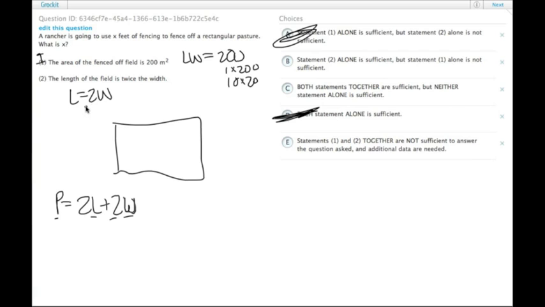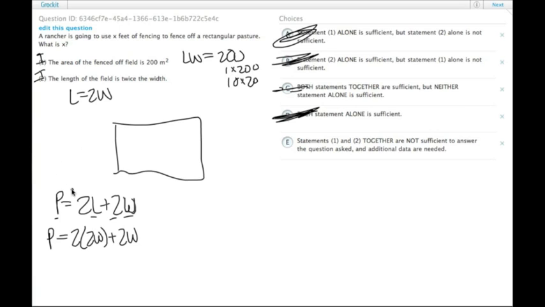And so even though we can substitute 2 times 2W in here plus 2W, we can get 6W equals P, but we don't have either of those, so it's not going to be sufficient. And we cross off B.